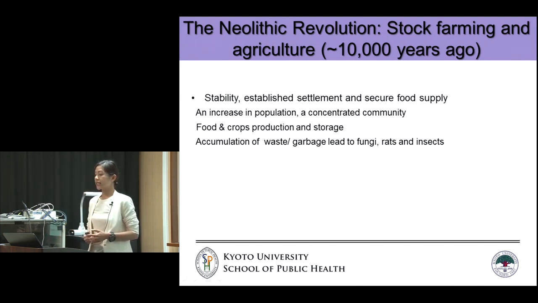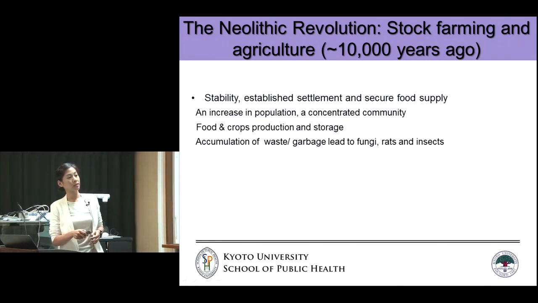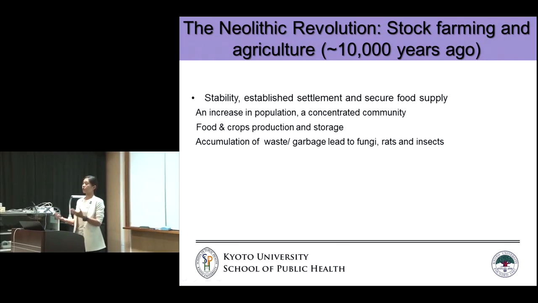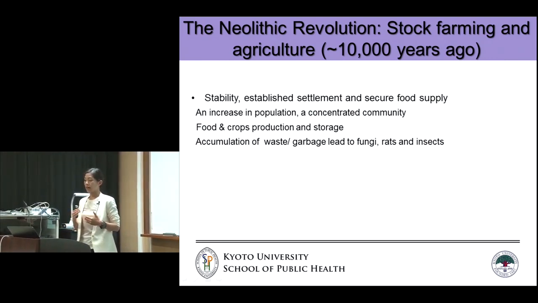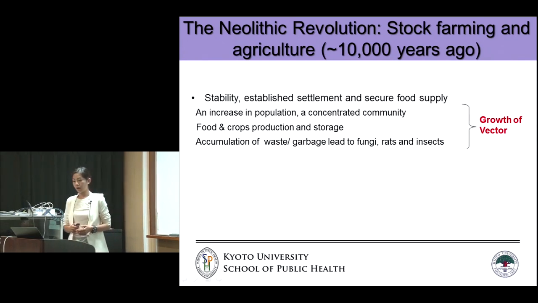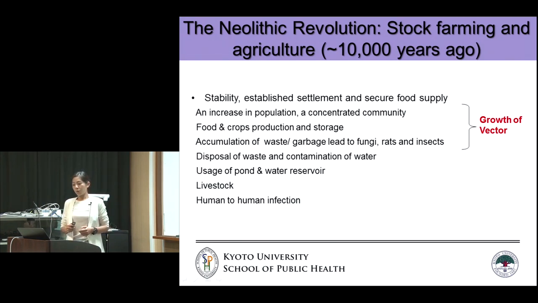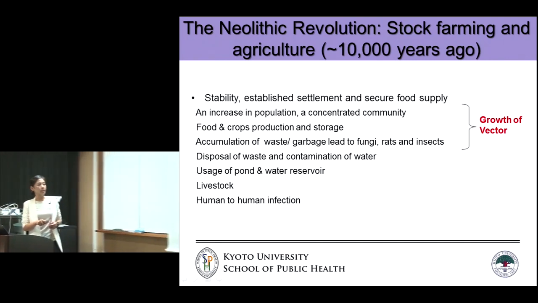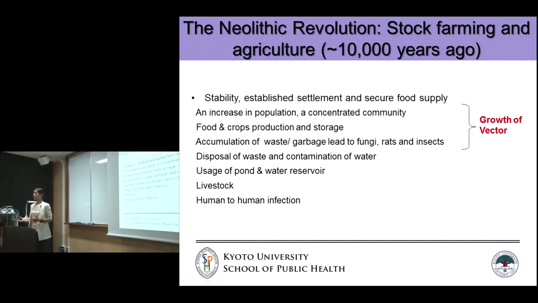These overcrowded communities that evolved after the agricultural revolution often had inadequate means of disposing of garbage and sewage, which tended to accumulate. Rodents, insects and fungi were attracted to human settlements due to the accumulated waste, and they provided means for disease propagation. Altogether, these accelerated the growth of the vectors. Wastes also contaminated water sources, and the usage of ponds and adoption of water reservoirs cultured the life cycle of mosquitoes and parasites.